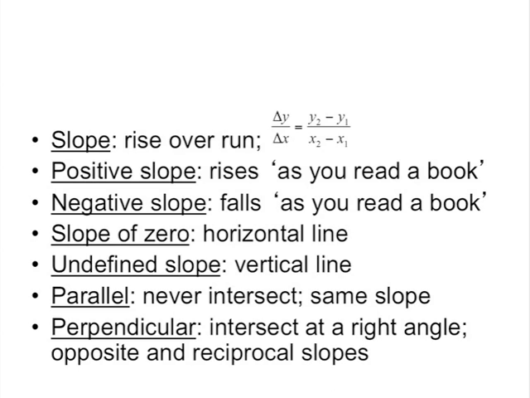Perpendicular lines, you learn in geometry, intersect at a right angle. When we're talking about slopes, their slopes are two things. They are opposite of each other. That means one should be positive and one should be negative. And they're reciprocals, which means that they're flipped over of each other. So 3/2 and 2/3. But also opposite, so one should be positive and one should be negative.